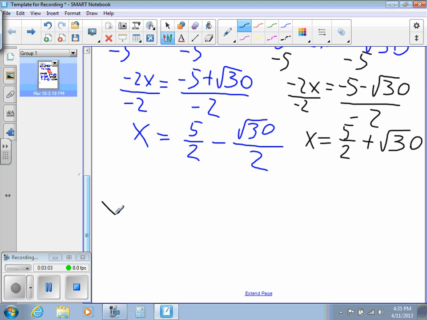So now I have x equals, and I'm going to put these back together just to show that you can. You can write these answers separately, or we can write it as 5 over 2 plus or minus the square root of 30 over 2.